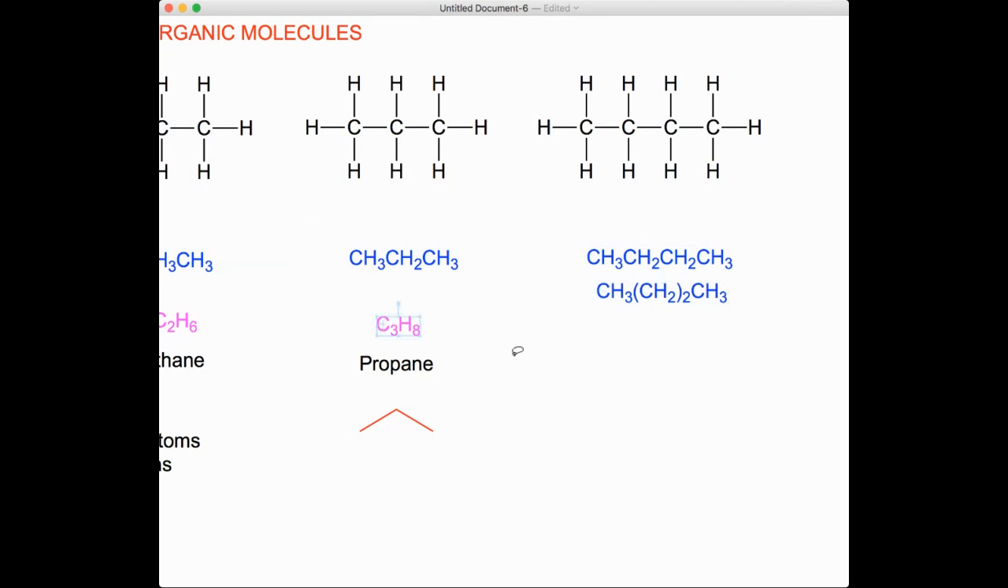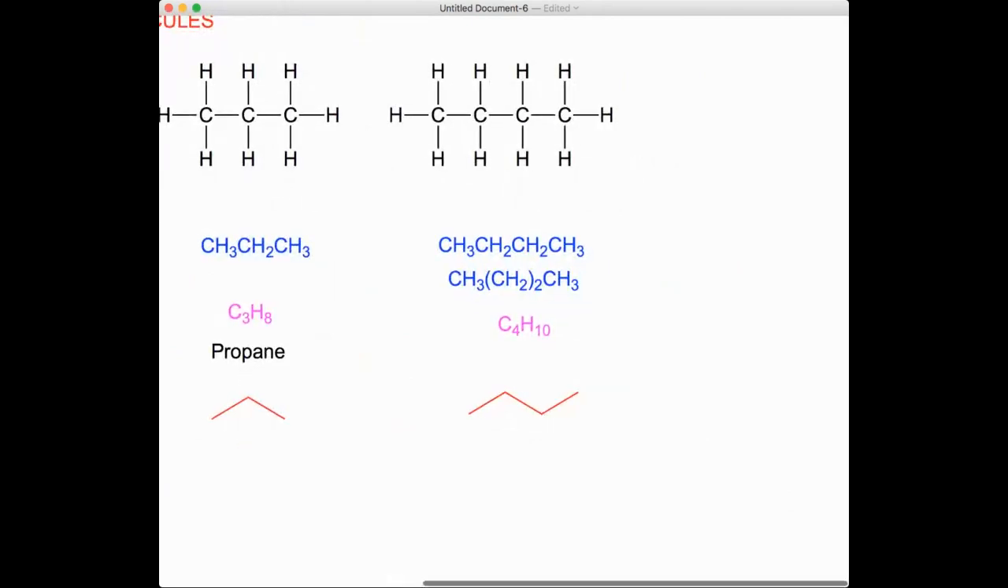The molecular formula here would be C4H10, and the line and angle would be this. 4 carbons, CH3, CH2, CH2, CH3. Any questions? Butane.